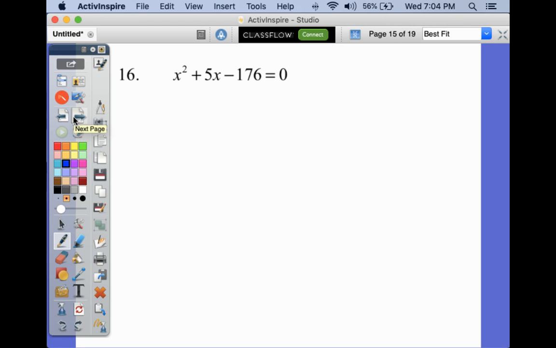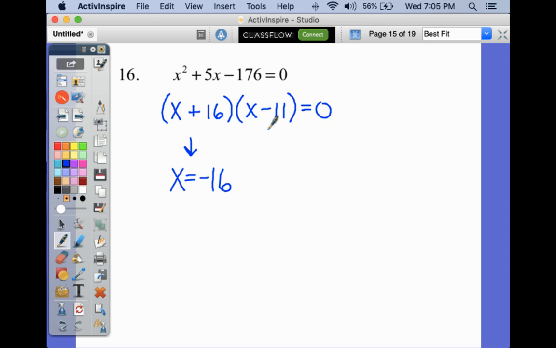Next one, 16. So let's see, checking to see if this can factor. And it can. So we got x plus 16 and x minus 11. 16 times 11 is 176, and if the 16 is positive, it's going to add to the positive 5. We get x equals negative 16, and x equals 11.